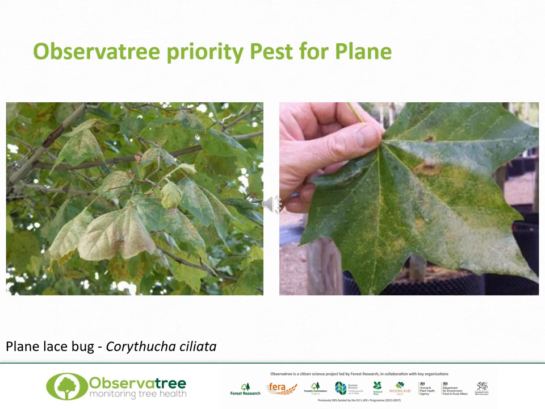Lace bugs use their piercing, sucking mouthparts to rupture plant cells in order to feed on the nutritious sap within. The first sign of feeding damage is a stippling of small yellow spots on the upper leaf surface, as you can see on the right-hand side, often concentrating around the leaf veins. As the lace bug populations increase, the chlorotic spots coalesce to produce large yellow and bronze-coloured areas on the upper leaf surface, as you can see in the left-hand picture. Heavy infestations can also cause premature leaf drop.